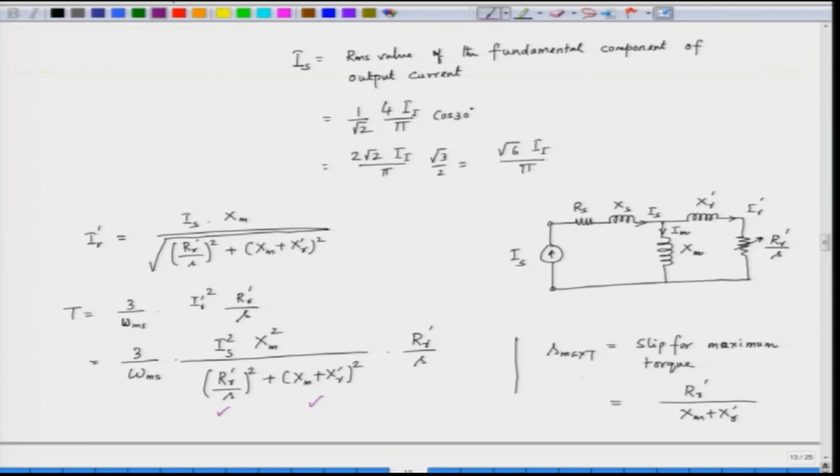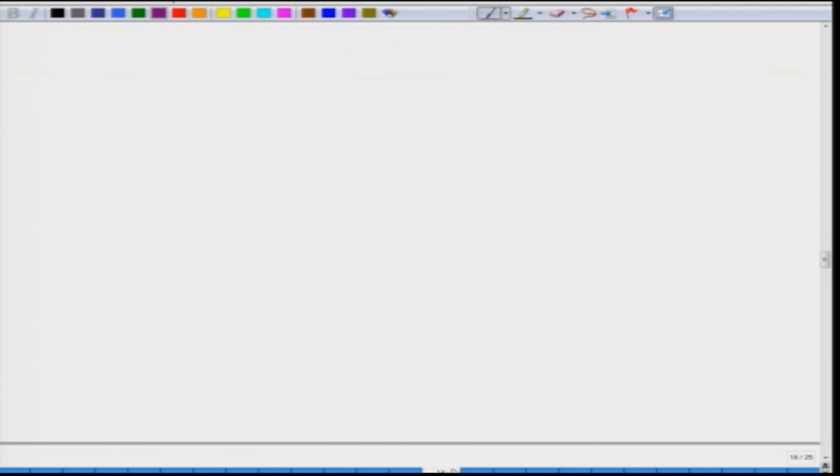So, when they are equal, the slip will be, the torque will be maximum. So, if we analyze this value of S max T, what we get here is S max T is Rr prime by Xm plus Xr prime. Now, this is a very small quantity, much smaller than 1, because we have the magnetizing reactance which is a large reactance. The leakage reactance is a small value, but the magnetizing reactance is large. So, the slip may be of the order of 0.001 or 0.002.